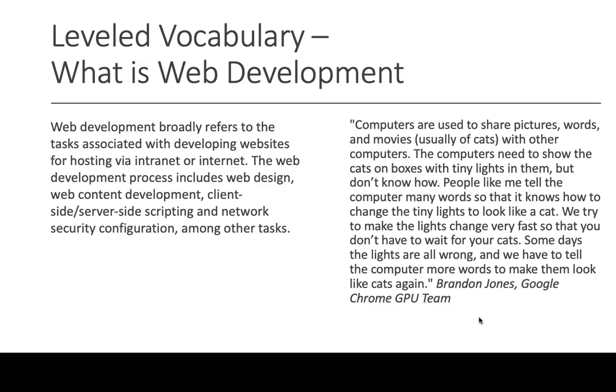For example, if you were introducing web development to your students, then you could talk about how computers are used to share pictures, words, and movies, usually of cats, with other computers. And those computers need to show the cats on boxes with tiny lights in them, but don't know how. So people like me tell the computer many words so that it knows how to change the tiny lights to look like a cat. We try to make the lights change very fast so that you don't have to wait for your cats. And some days the lights light up all wrong and we have to tell the computer more words to make them look like cats again. So that's just a way for you to really simplify terminology and concepts.